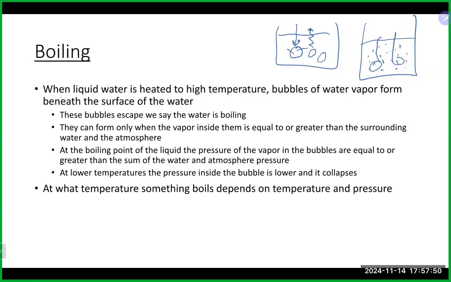At lower temperatures, the pressure inside the bubble will collapse and it's not boiling. At what temperature something boils does depend on the temperature and pressure. So if you play with pressure or temperature, you could change the boiling point and get something to boil. If you go to a higher altitude, the boiling point would be different than, say, if you were at sea level.